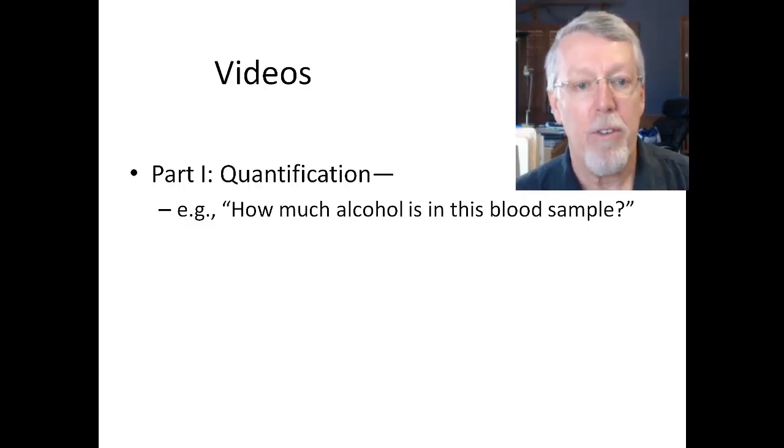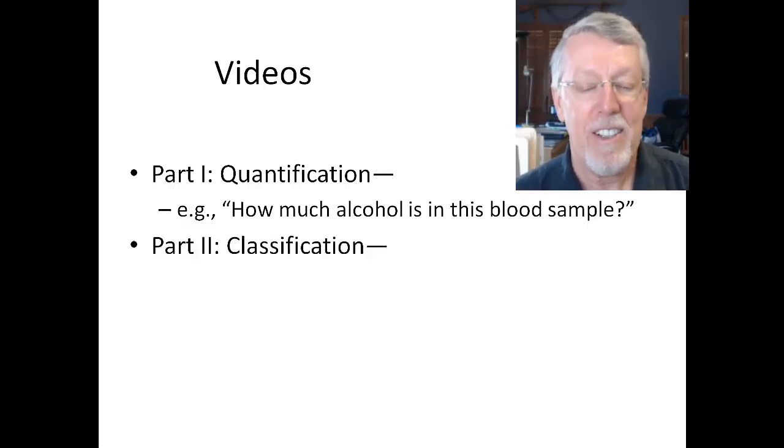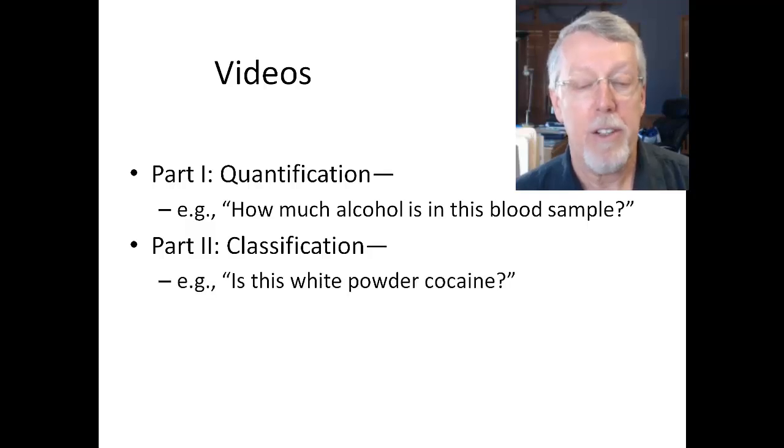The second video focuses on a different forensic science task of classification, where forensic scientists are asked to examine something and determine something about it to classify it. Is this white powder cocaine, for example? Put it into a category. That also involves statistics and probabilities quite often.